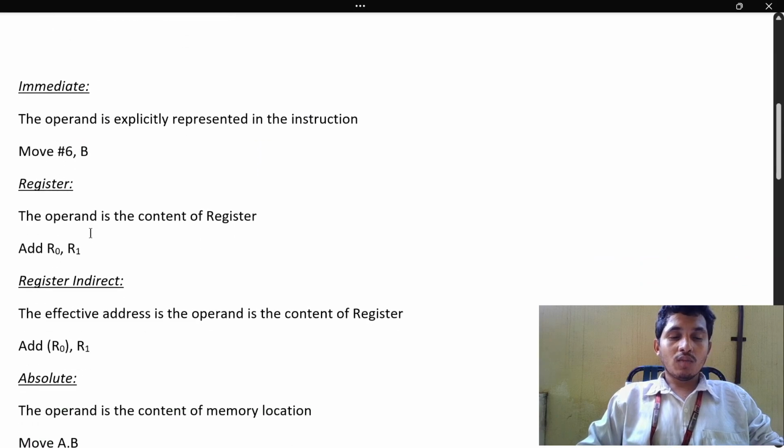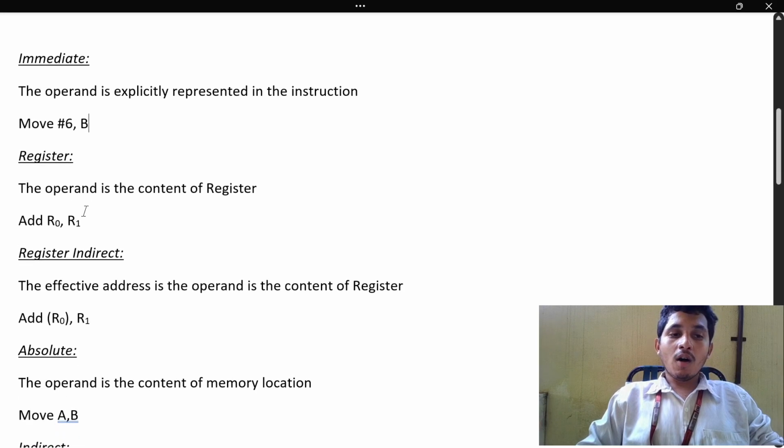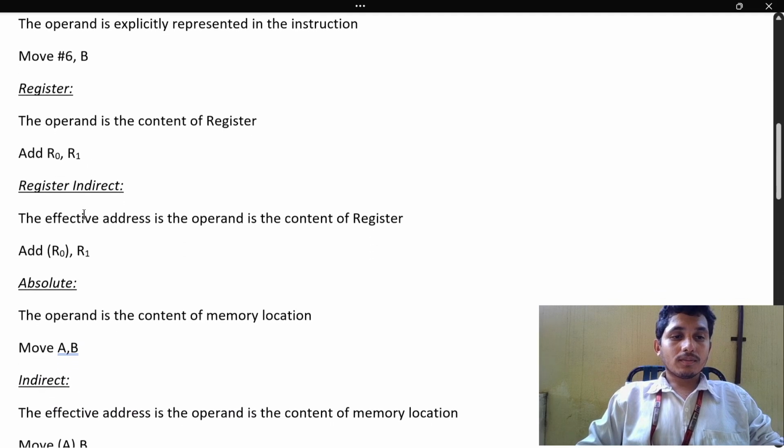This is the simplest one of the addressing modes. The second one is registers. We all know that we have general registers in processors, from R0 to Rn minus 1. So this is the second type. Add R0 comma R1. The content of R1 is going to be added to the content of R0 and the result will be stored in R0. So basically here, R1 is overridden and R0 is stored.